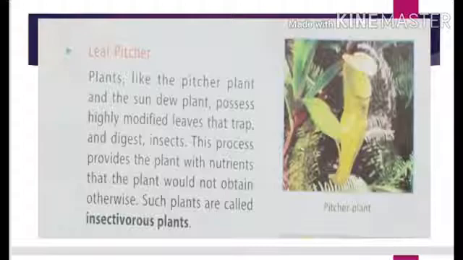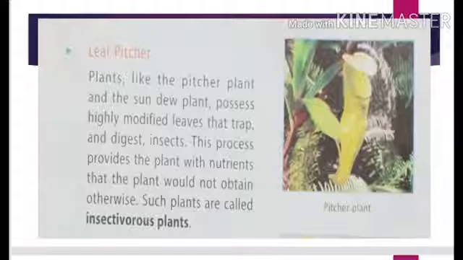Then the pitcher plant asks God, how can I get my nitrogen to make the proteins? Do you know how God transformed its normal leaves into pitcher-like structures so that they can trap the insects which are rich in nitrogen? In this way, by catching these insects, this plant fulfills its need of nitrogen.